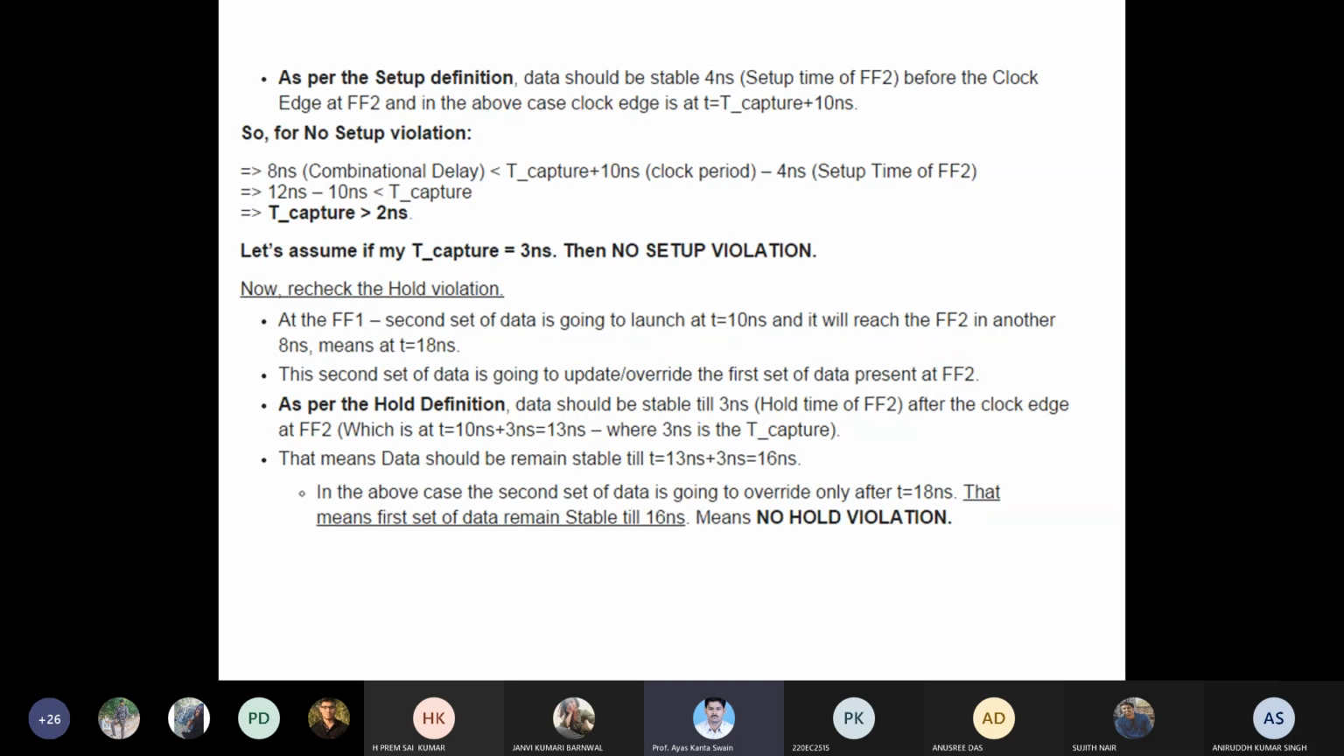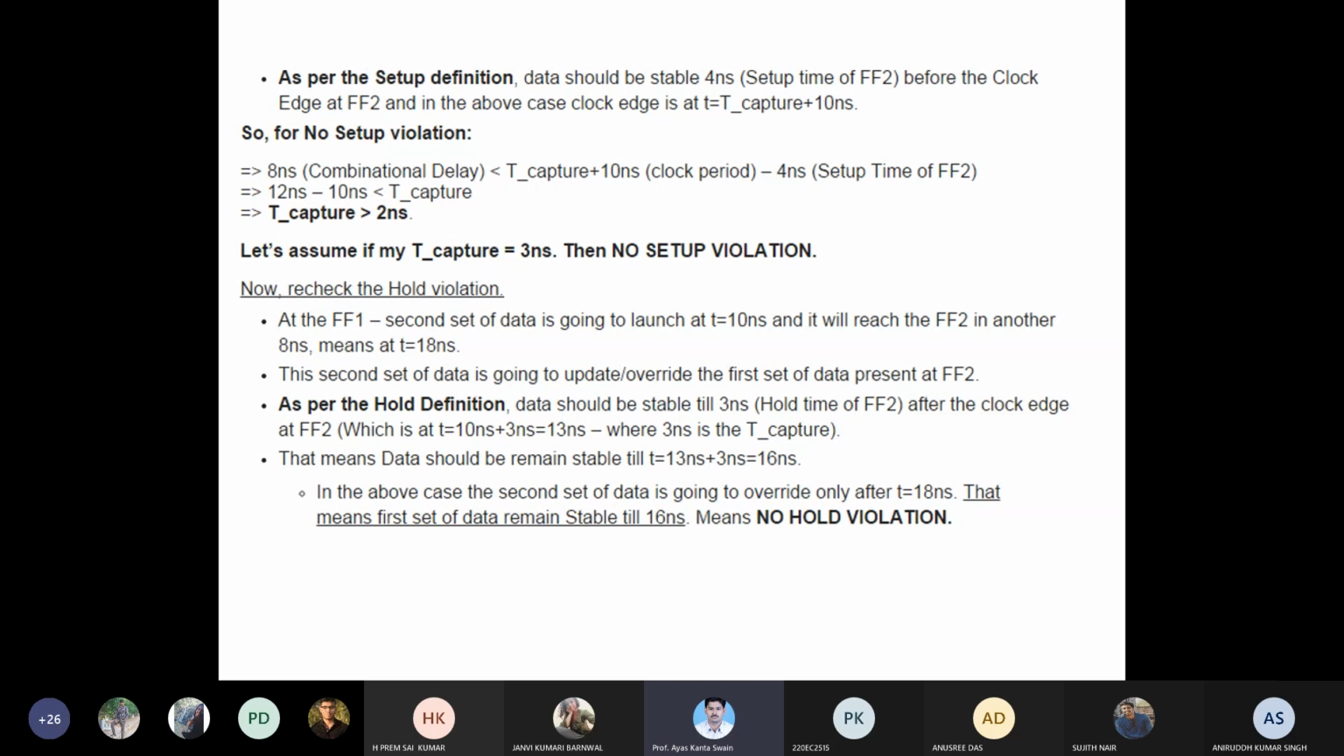Okay, so for no setup violation, 8 nanosecond combinational delay must be less than T capture plus 10 nanosecond minus 4 nanosecond, which is setup time. So 12 minus 10, which is less than T capture. So now T capture must be greater than 2 nanosecond. Are you getting? So if I am taking my T capture as 3 nanosecond, then my clock, which is 10 nanosecond, the period will increase to 13. Okay, and there will be no setup violation in this circuit. All of you got?